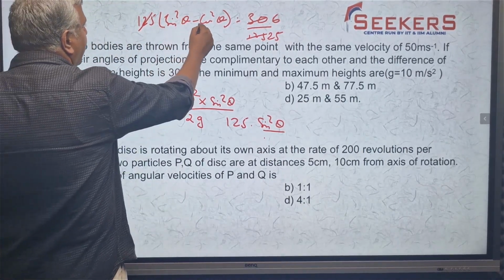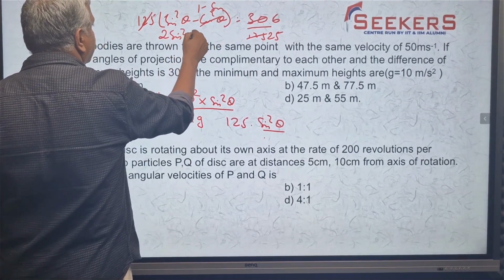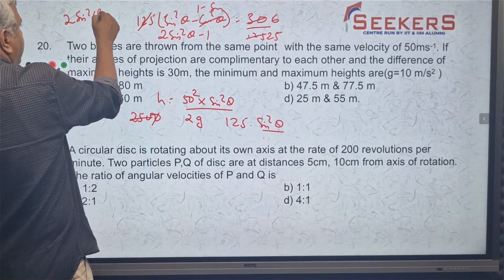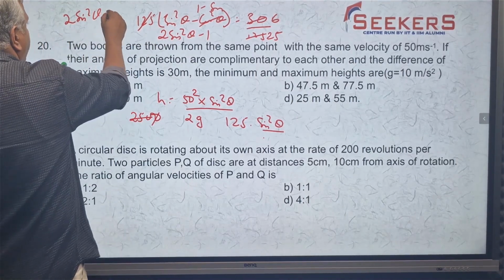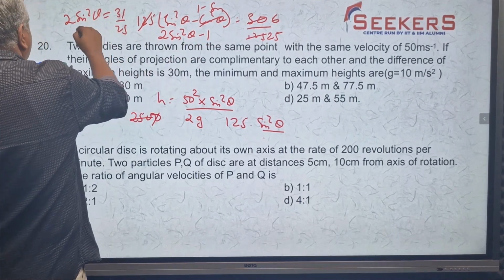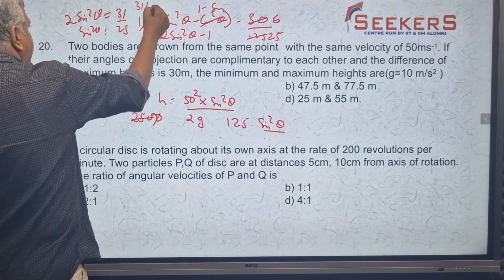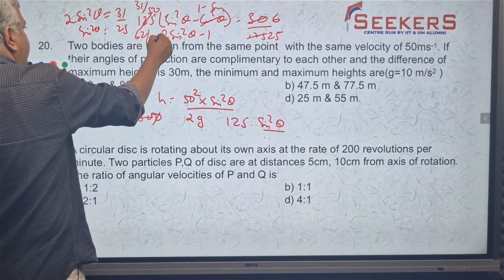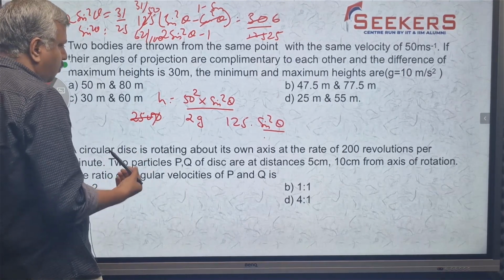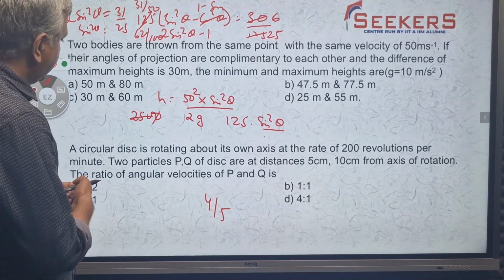So from here I can convert the cos squared into 1 minus sine squared. So 2 sine squared theta minus 1 is equal to this much. So I can say 2 sine squared theta is equal to 31 over 25. I'll take this minus 1 to that side. Or sine squared theta is equal to 31 over 50. That is like 62 by 100. So sine theta is 8 by 10, so 4 by 5. Sine theta is 4 by 5.